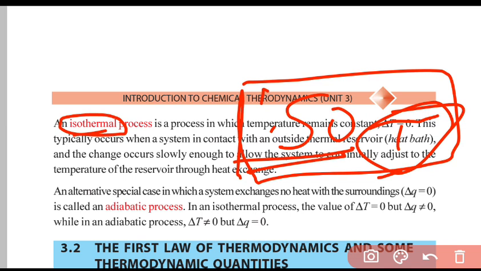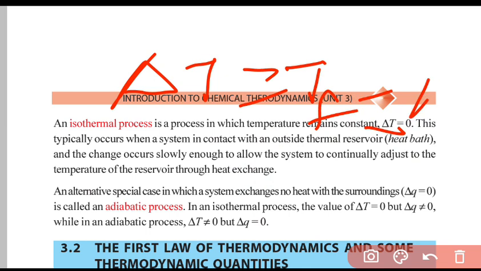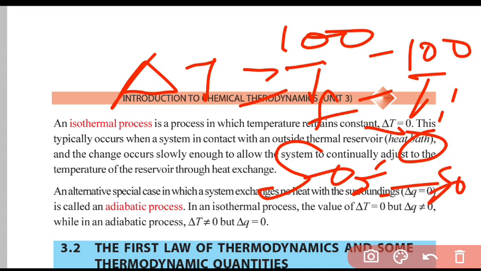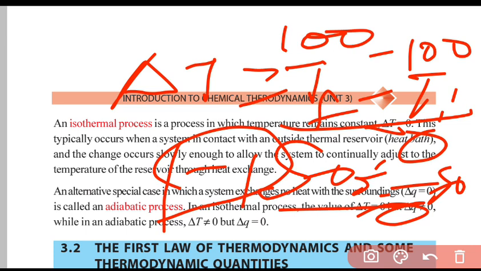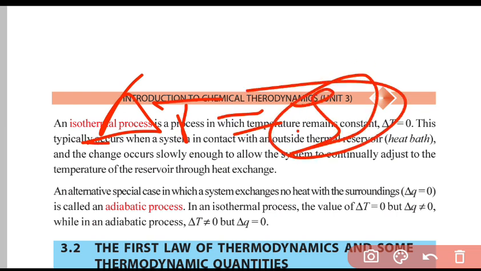The change in temperature is zero. Change in temperature is the final temperature minus the initial temperature. Take the final as 100 and the initial as 100: 100 minus 100 is 0. Or take 50 degrees Celsius final and 50 initial: the same, so the change is 0. Iso is the same.